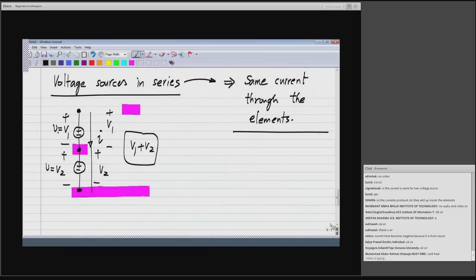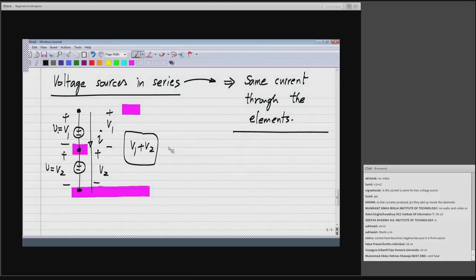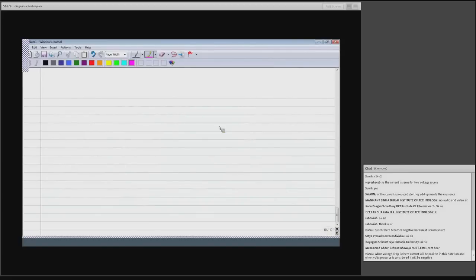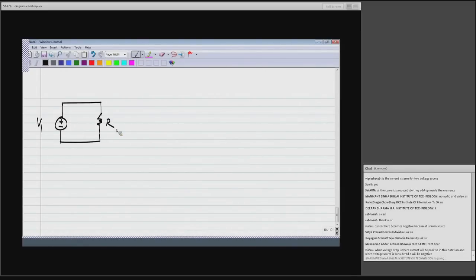So now if I have voltage sources in series, the total voltage will be V1 plus V2. This is again by some trivial application of Kirchhoff's voltage law. Now let's take three cases. I apply V1 across a resistor R. The current flowing would be V1 by R.